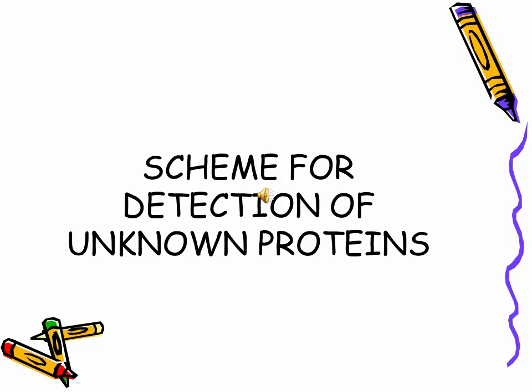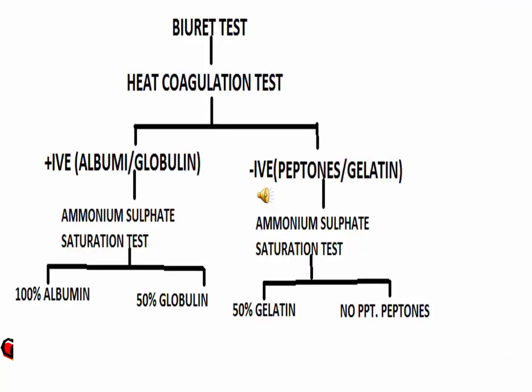Now we will do scheme for detection of unknown proteins in a given solution. For detection of unknown proteins, first we will do biuret test that will confirm either protein is present in the solution or not. If biuret test comes positive, this shows that protein is present in the solution. To differentiate the protein further, we will do heat coagulation test, which will come positive in case of albumin and globulin, and it comes negative in case of peptones and gelatin.